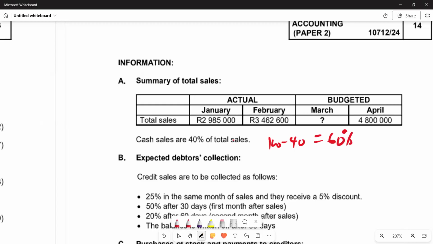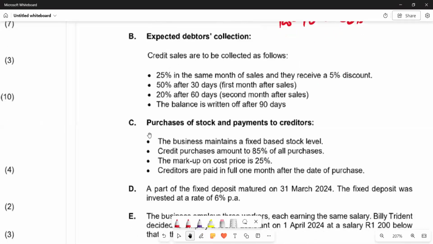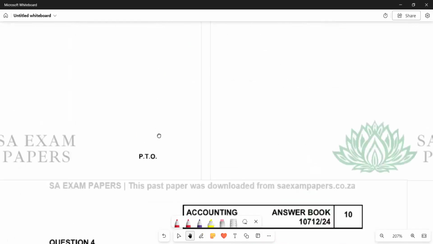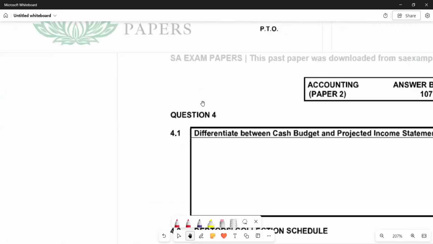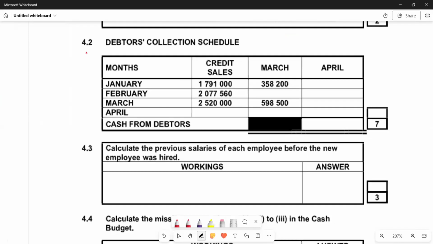Then on information B, we are given expected collection, whereby credit sales are to be collected as follows. These points are going to guide us in the calculation of collections. Then we are given purchases of stock and payments to creditors. You are supposed to go through the information up to information E before you start to answer the question. Now if you go to the answer section, the collection schedule is already prepared, and we've got some pre-entered figures.